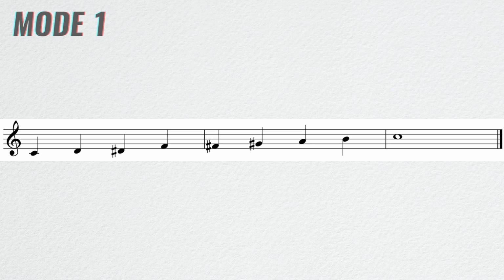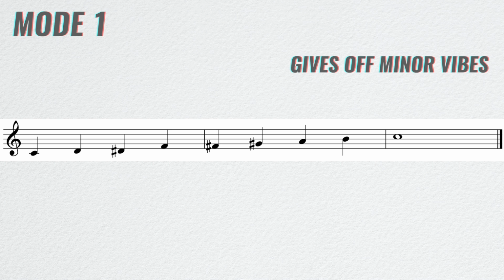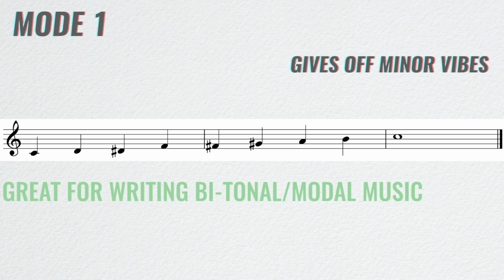If you take a closer look here, you might recognize that steps 1, 2, 3, 4 sound like the first 4 notes of a minor scale. And steps 5, 6, 7, 8 sound like the first 4 notes of a different minor scale. This really opens up the possibility of having bitonality in a piece of music.